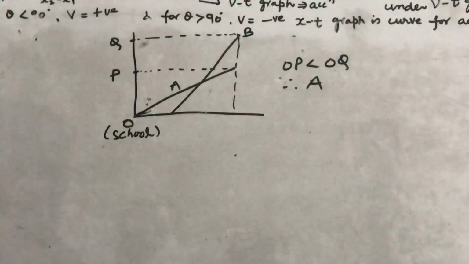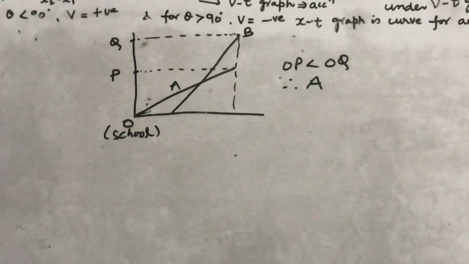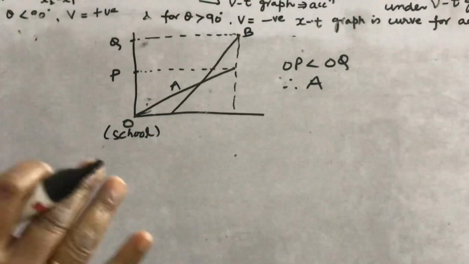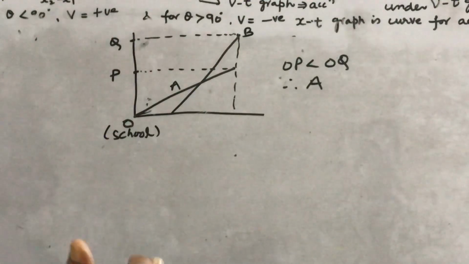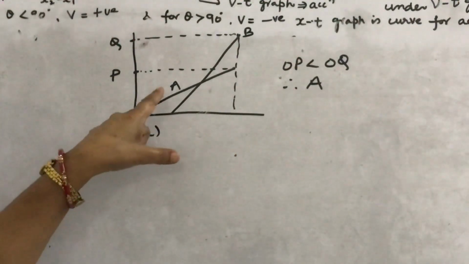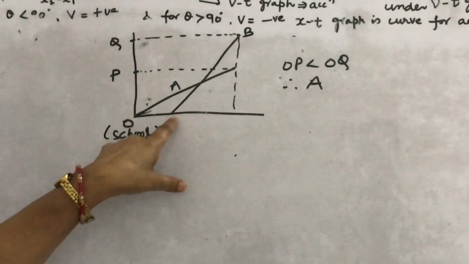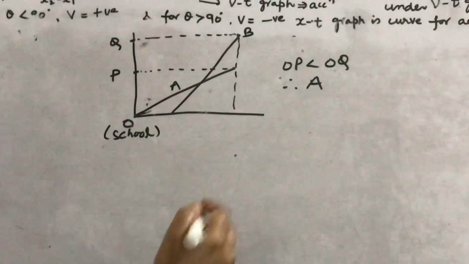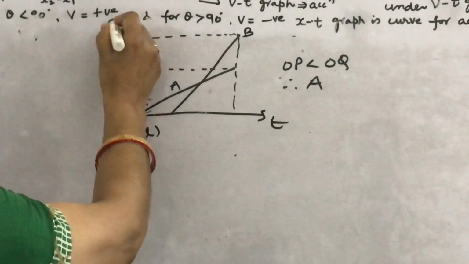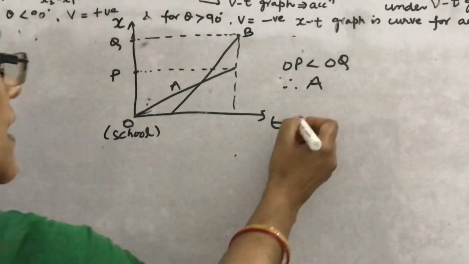Second part says that who starts earlier from the school. They are returning back from school to home. Who starts earlier? Look again, read the graph. For A, beginning point is this. For B, beginning point is this. This is the time axis and this is the position axis. So, who begins earlier? Again, answer is A.